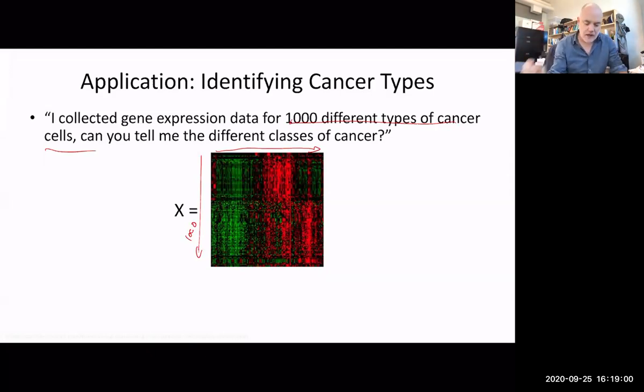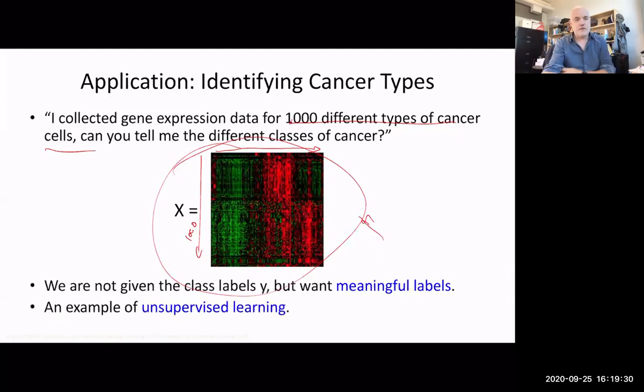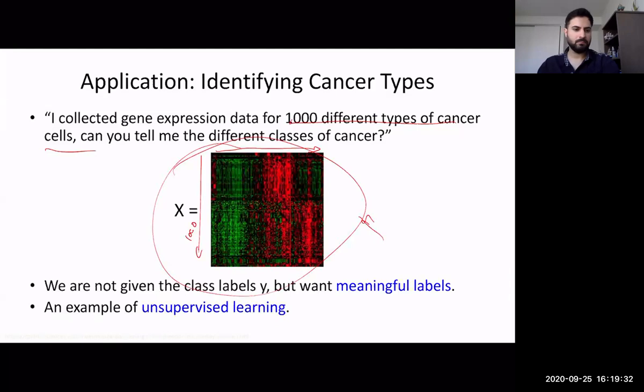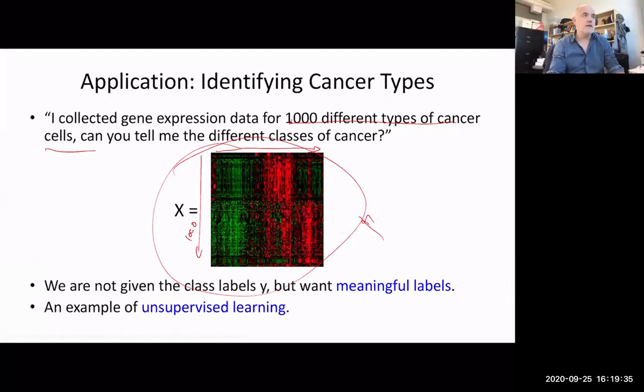anything about this. However, I might be asked as a machine learning practitioner or expert to say, okay, I care about cancer. I know what genes are. I know what gene expression is. I've collected a bunch of data. I can give you a matrix like this. Can you tell me how many different classes of cancer there are? That's a pretty standard question you'll get asked. Unsupervised learning is the name given to the class of tools that allow you to address questions like this.